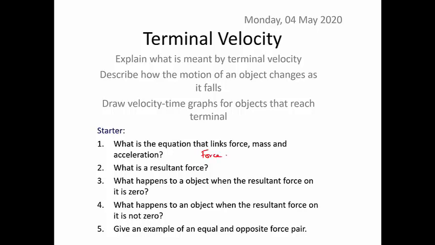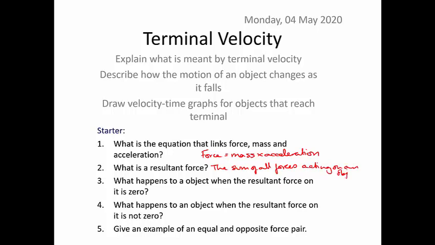Okay, so question 1 asks what the equation is that links force, mass, and acceleration. The equation is force equals mass times acceleration. Question 2 asks what a resultant force is. A resultant force is defined as the sum of all the forces acting on an object. So what happens to an object if the resultant force on it is 0?